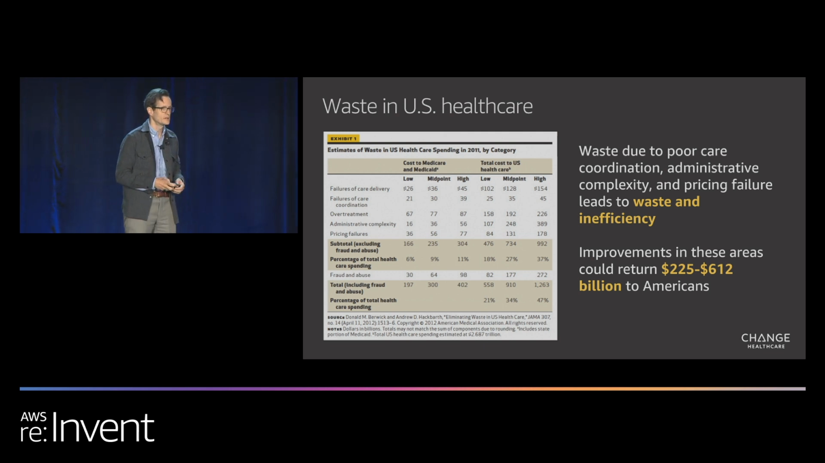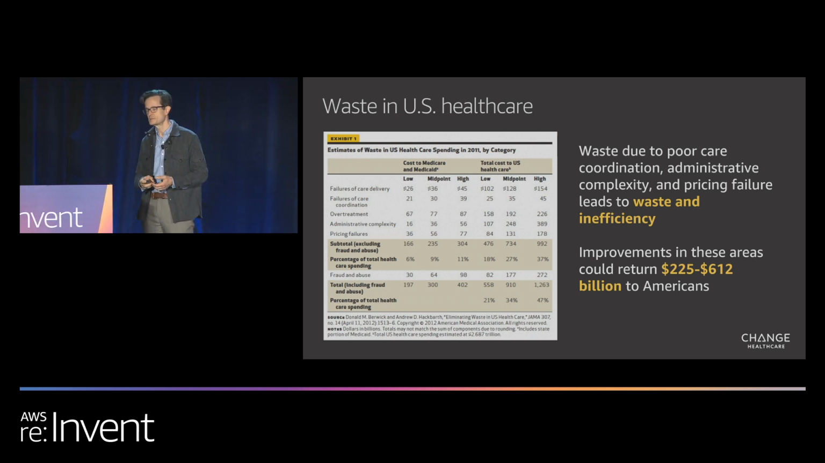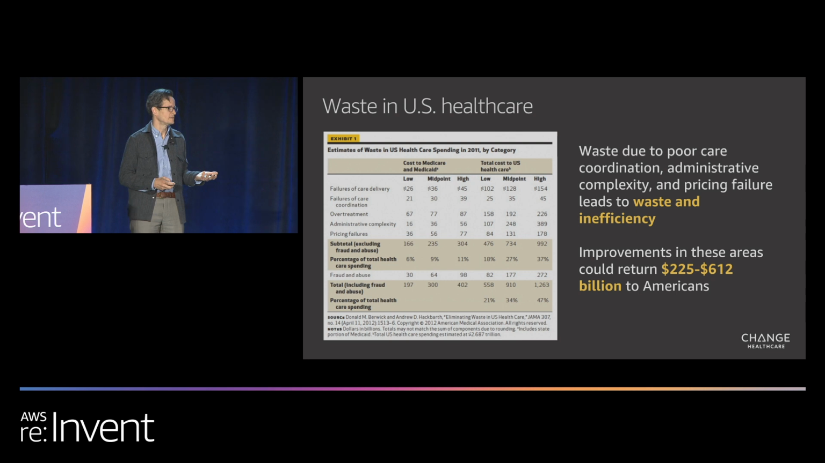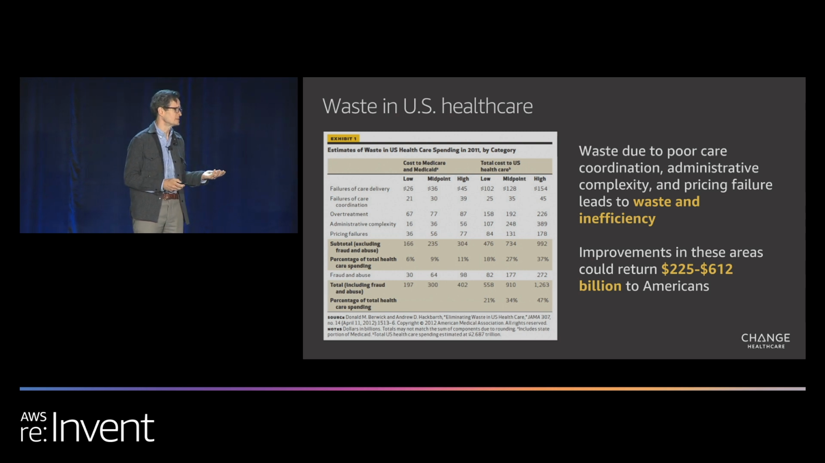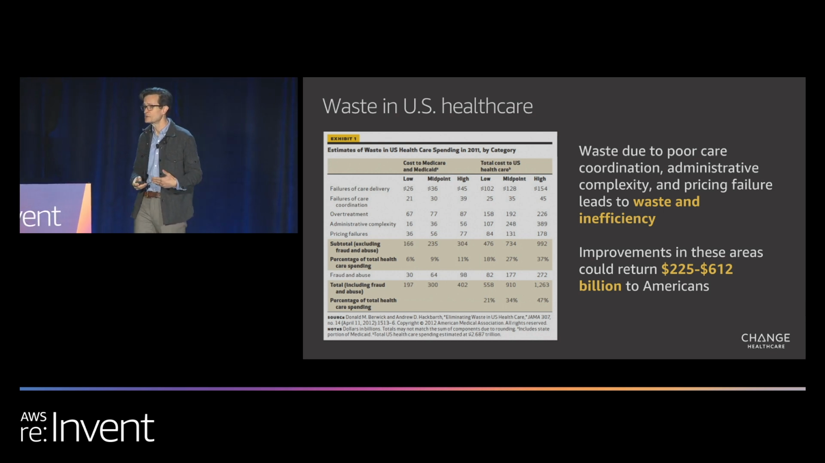This one comes from Don Berwick. Everybody who's looked at this has concluded more or less the same thing. There's a huge amount of waste and inefficiency in our system. A lot of that waste and inefficiency is because of the administrative complexity and inefficiency and lack of coordination of care. And if we got better at these areas, there's a significant portion of the dollars that are coming out of our own wallets that we could return back to our wallets and put to productive use in the economy.